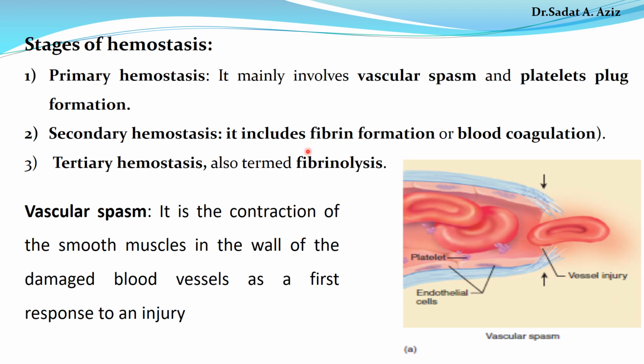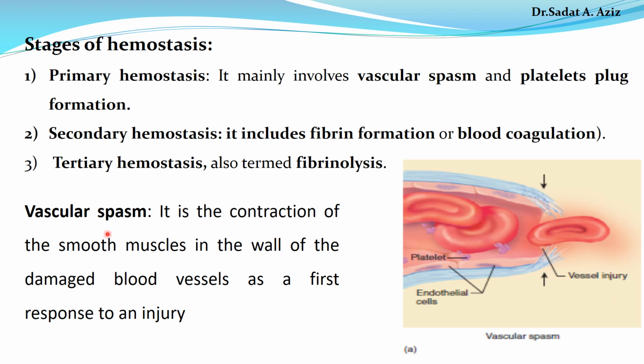The second stage is called secondary hemostasis. It includes fibrin formation or blood coagulation. We will explain this later. And the third stage is called tertiary hemostasis, also termed fibrinolysis. I will explain each of these sections one by one.